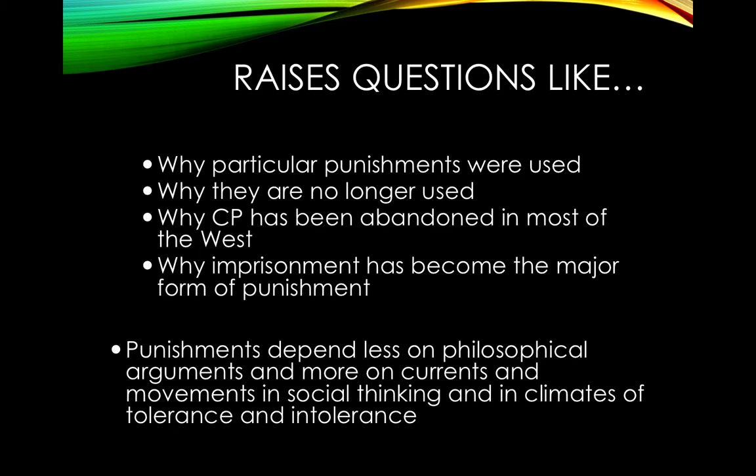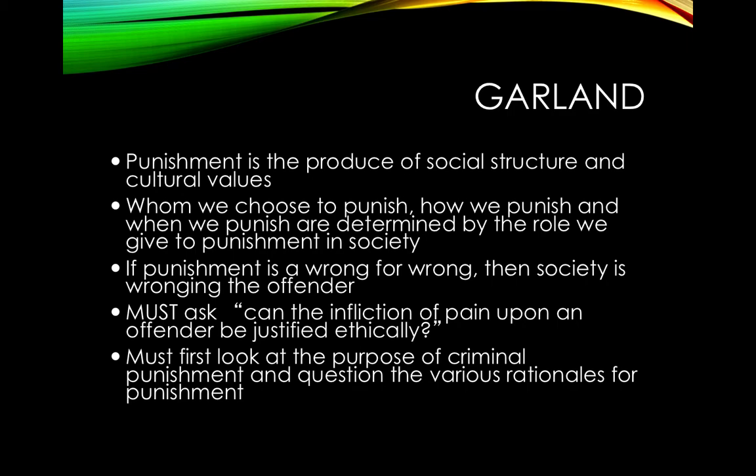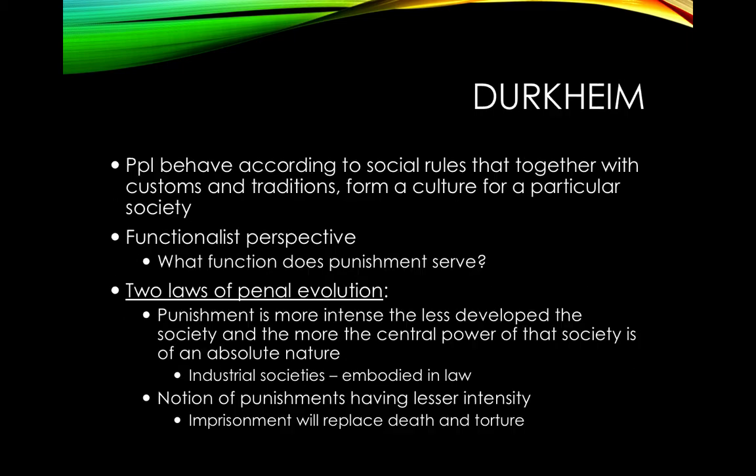So this approach is looking more at currents and movements in social thinking and climates of tolerance and intolerance. So Garland says punishment is the product of social structure and cultural values, and who we punish, how we punish, when we punish are determined by the role we give to punishment in society. If punishment is a wrong for a wrong, then is society wronging the offender? So we have to look at the purpose of punishment and question the rationales for punishment, according to Garland.